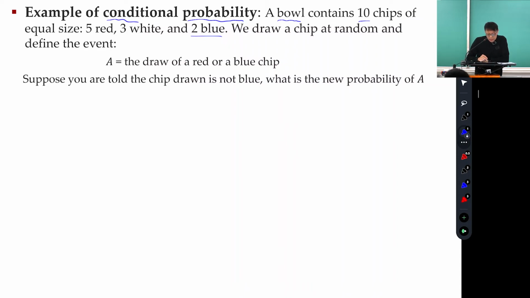The event A is that you have 10 chips, 5 red, 3 white, and 2 blue. You randomly pick one. A is the event that you pick a red or blue. Now suppose you are told that the chip drawn is not blue. The dealer gives you a hint: it's not blue. This event occurred. What's the new probability of A?